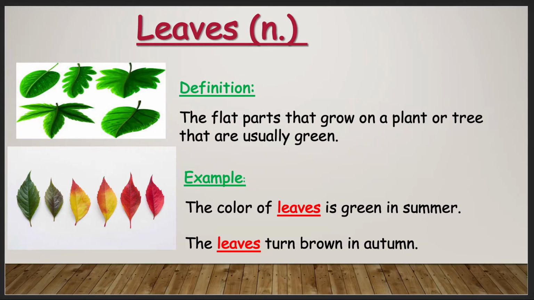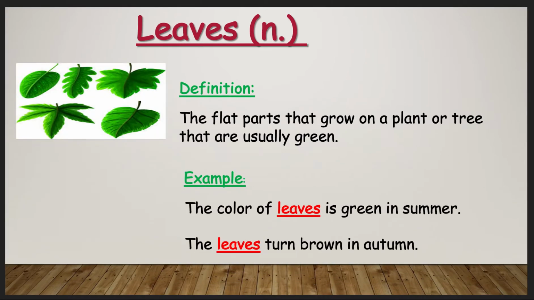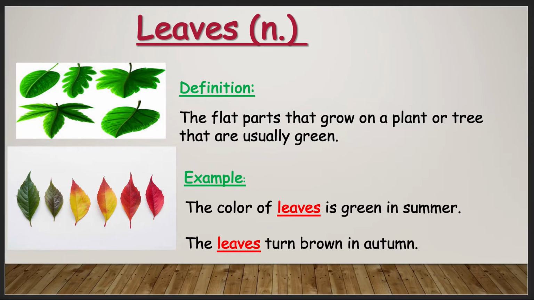And leaves means the flat parts that grow on a plant or a tree, and they are usually green. This flat part, and of course they are usually green. We have two examples. The first one says the color of leaves is green in summer, and the other example says the leaves turn brown in autumn.